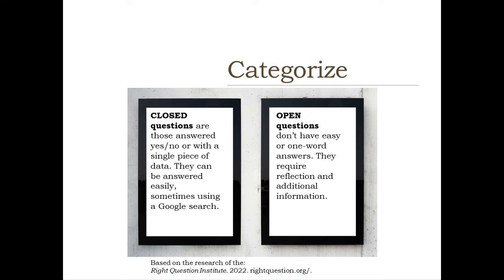Next, you're going to categorize the questions that you've brainstormed into two columns, one for closed questions and one for open questions. Closed questions are those that have a yes or no answer or can be answered with a single piece of data or information. They can be answered easily, sometimes using a simple Google search. Open questions, on the other hand, don't have one word answers. They require reflection and additional information from multiple sources.